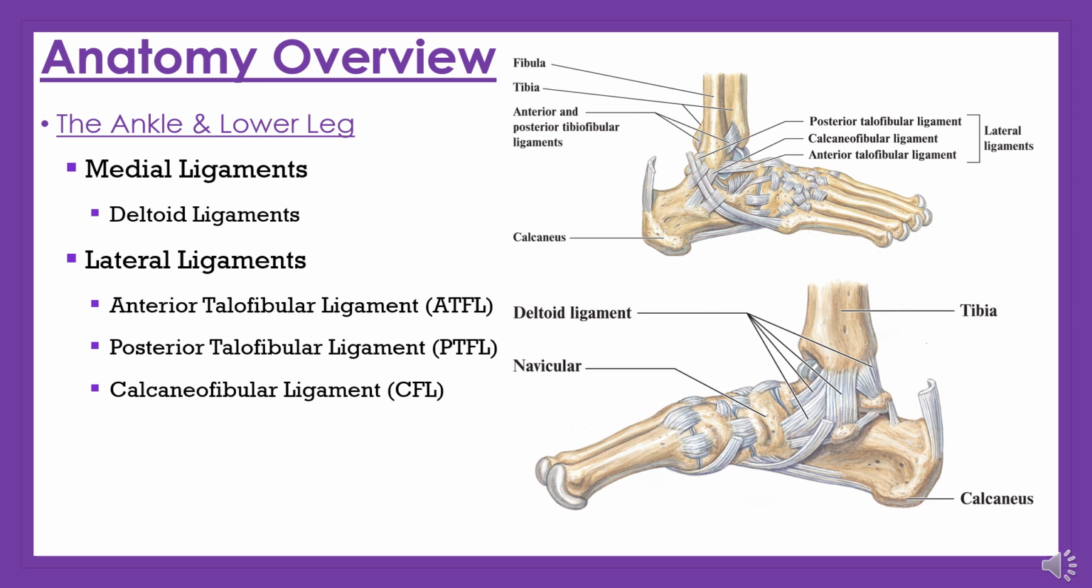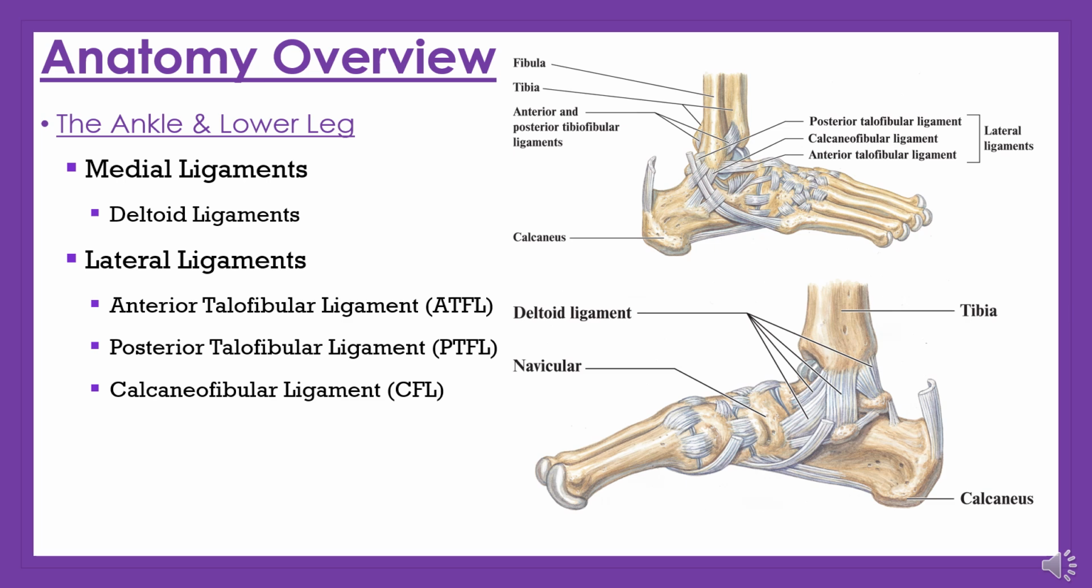This strong deltoid ligament, or collection of ligaments, in combination with the ankle mortise, specifically that lateral malleolus of that fibula extending past that medial malleolus, is going to limit the ability of that ankle to evert. Okay, so eversion ankle sprains are much less common than inversion ankle sprains because there is a more limited eversion of the foot compared to inversion.